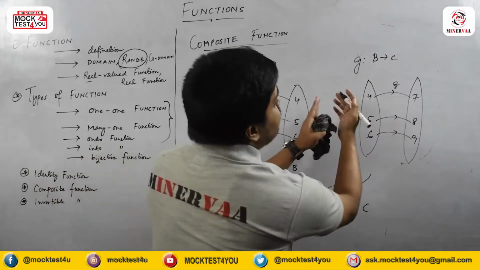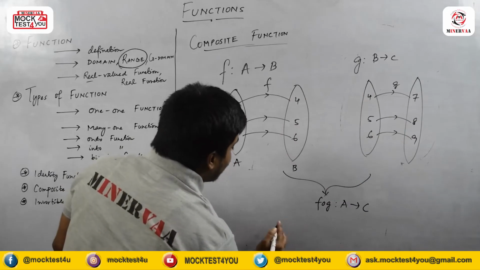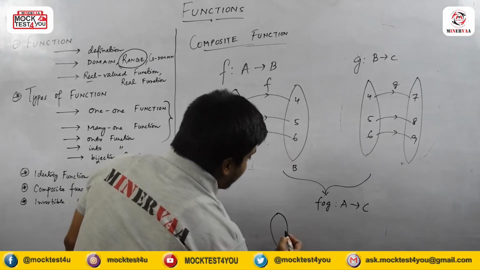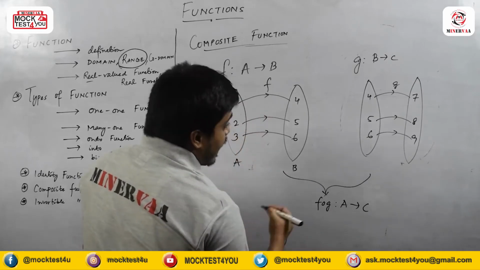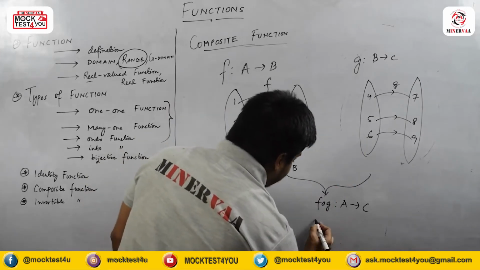Now if I combine these two, what do we get? So the A portion, what is A? Set A is 1, 2, 3. And set B is what? Set C is what?